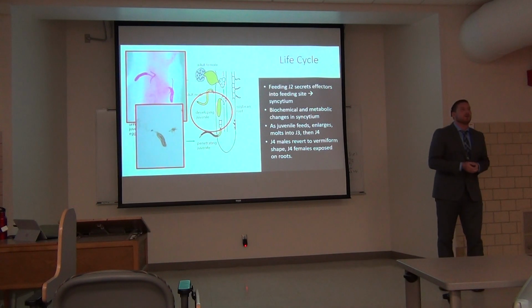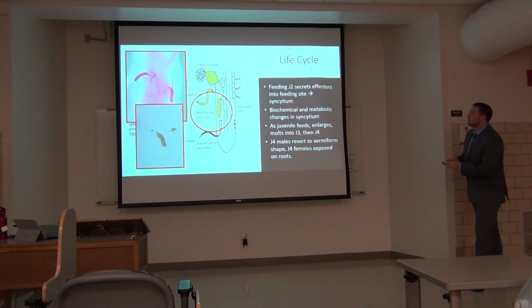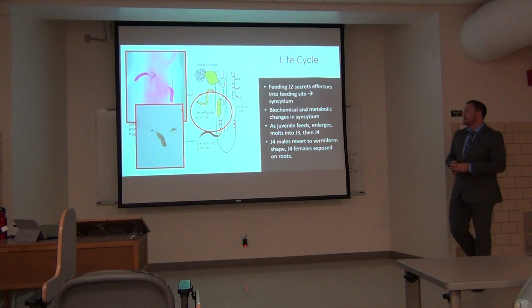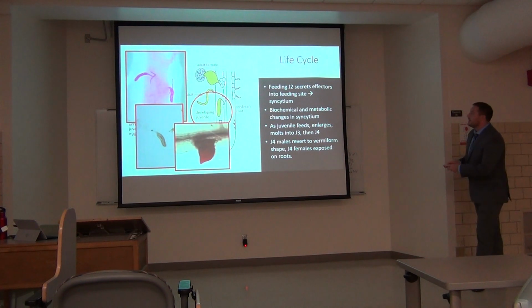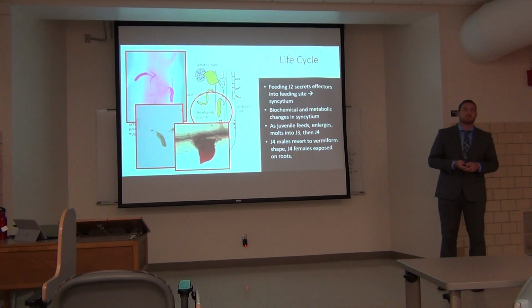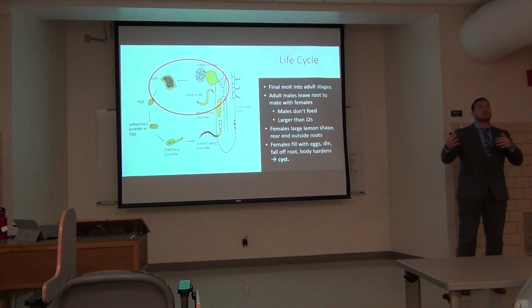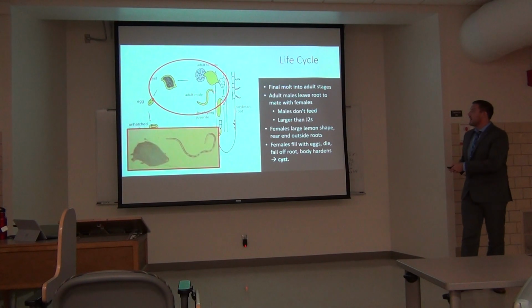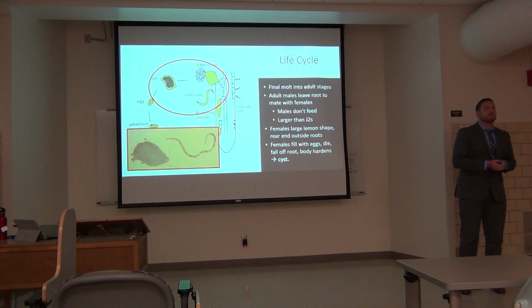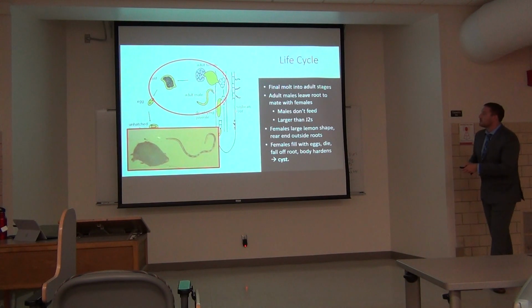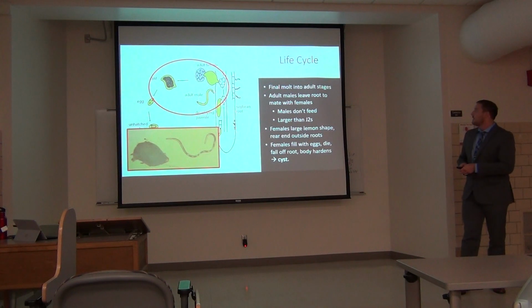The fourth stage juvenile males will revert to worm shape, tucked within this cuticle like you see here, and the females become so large, their posterior end is exposed on the outside of the root. Finally, the juveniles will molt once more into the adult stages. Males will leave that cuticle entirely and look for females to mate with. Males are much larger than the J2 counterpart, and these guys don't feed.